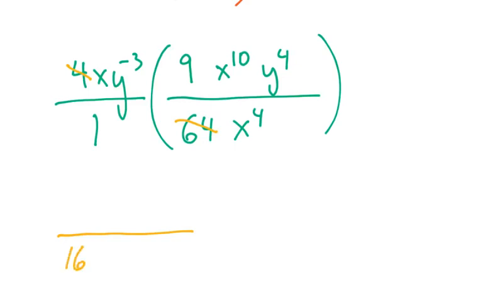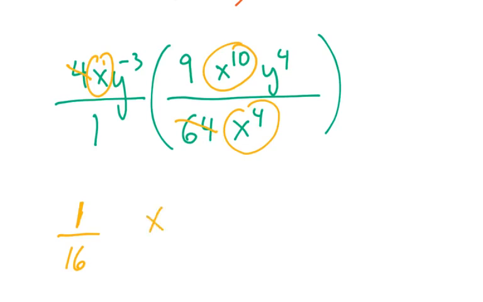Then let's put our x's together. So I have 1x here, 10 here, and 4 here. So I'm going to just stack them up. Let me do it this way. 1 over 16. Then we have x to the 1st times x to the 10th all over x to the 4. So I'm doing this so I keep things organized. And then we have the y. So we have y to the negative 3, y to the 4, and y to the 4.